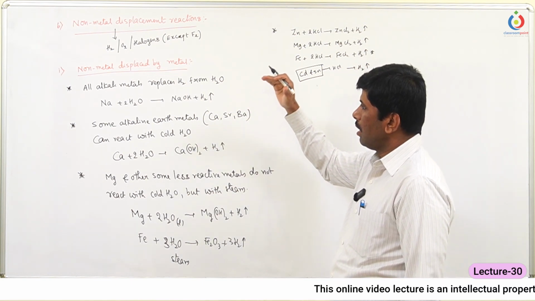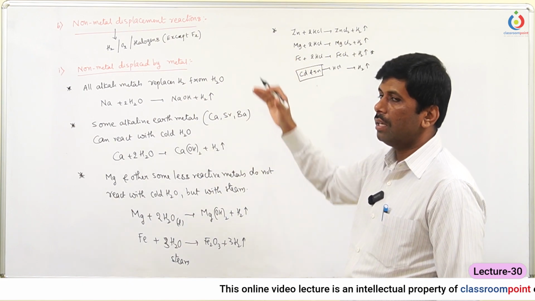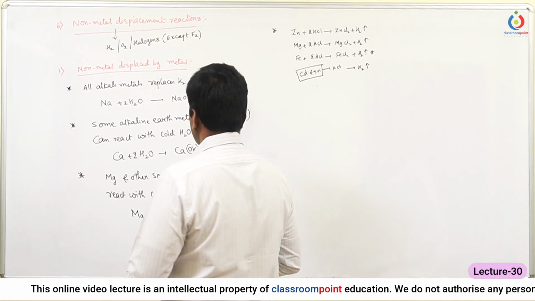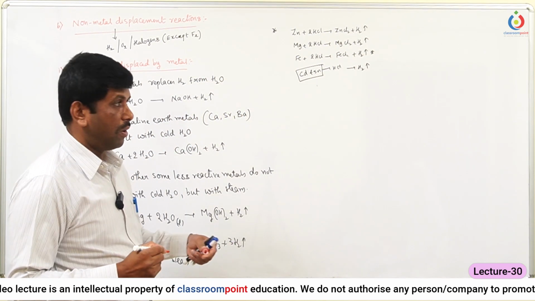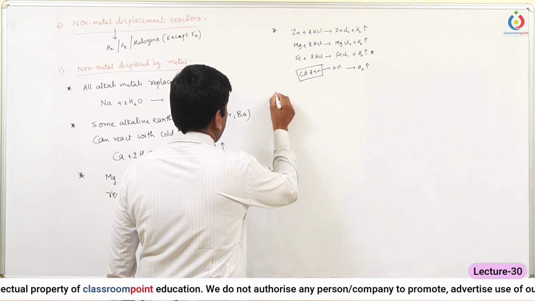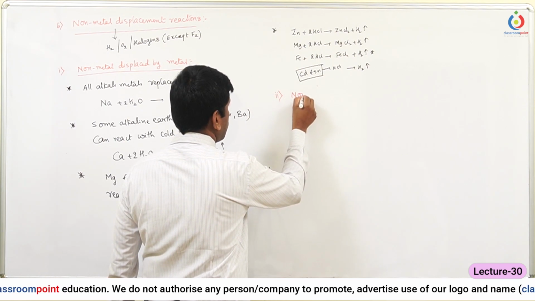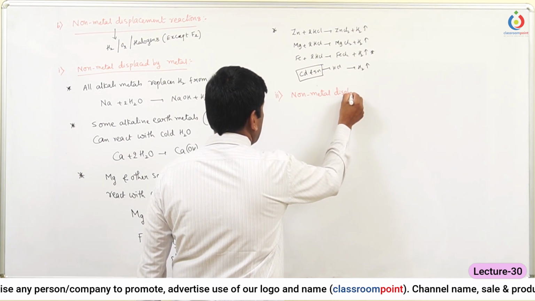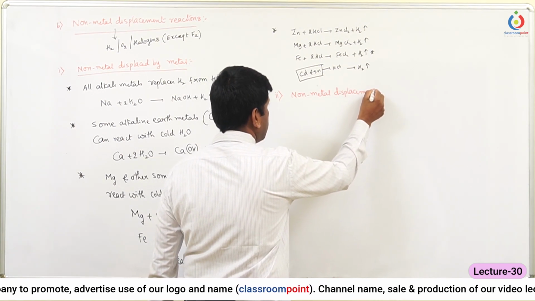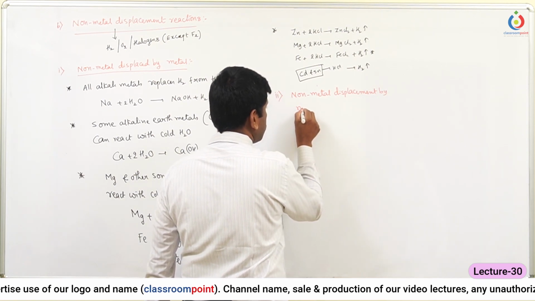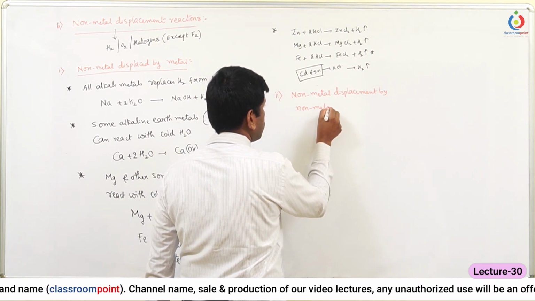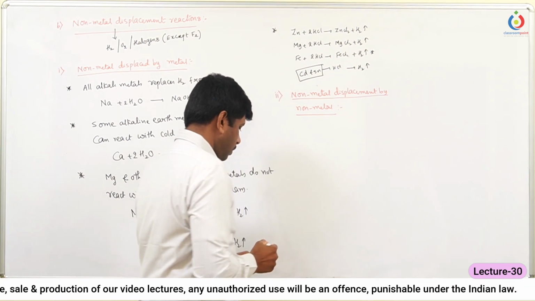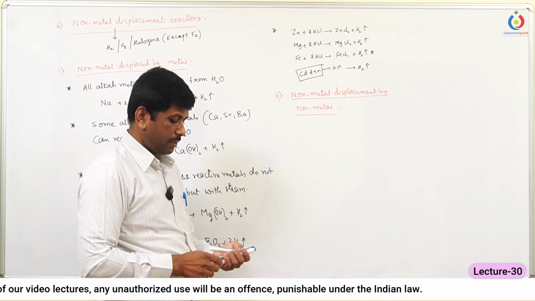So these are the non-metal displacements by another metal. Let us see whether a non-metal is displaced by another non-metal or not. Non-metal displacement by non-metal. Both are non-metals only in this case.